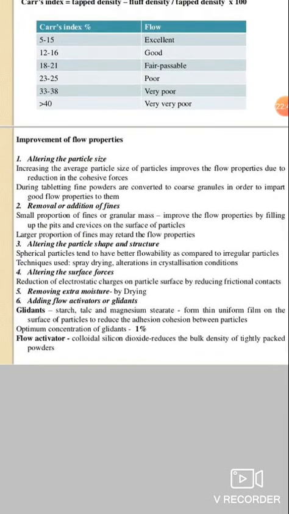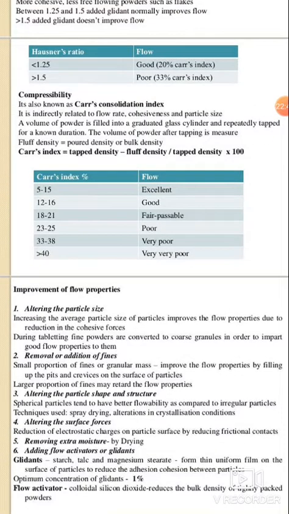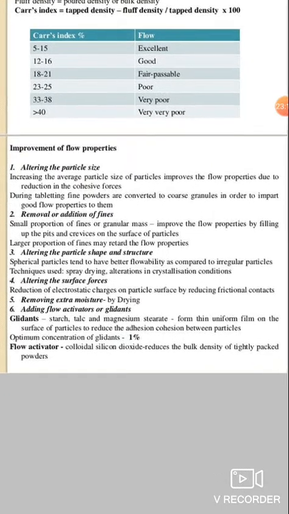Carr's index value between 5 to 15 is excellent. 12 to 16 is good. 18 to 21 is fair to possible. 23 to 25 is poor. 30 to 38 is very poor, and greater than 40 is very very poor. If your Carr's index value increases, the flow property decreases.